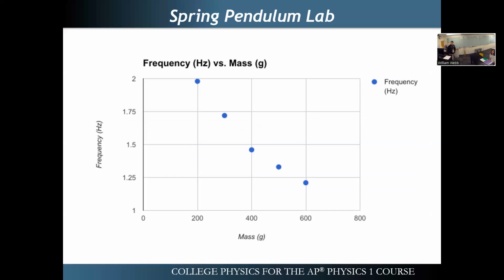And then for frequency versus mass, hopefully it's not surprising that it's also not linear, since frequency and period are reciprocal.